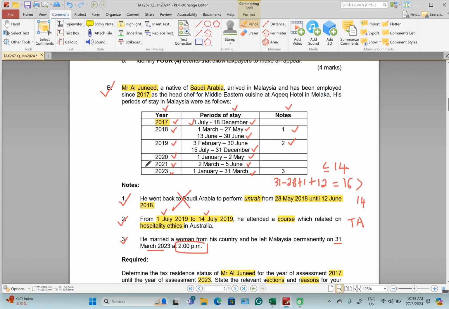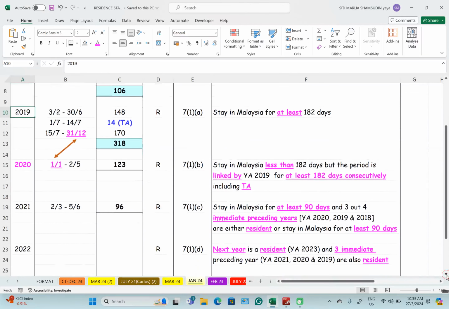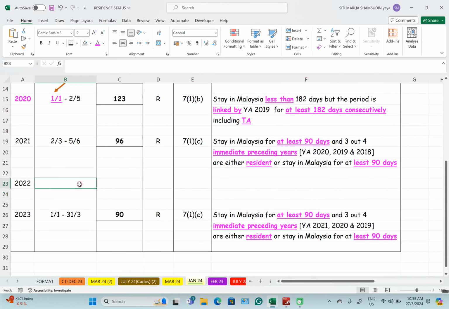Guys, look at here. Where is 2022? Missing? No, it is not missing. If 2022 is not in the table, it means Mr. Aljunied was not in Malaysia at all in 2022. But remember, guys, you need to calculate until 2023, so you must do 2022. You record it like this: 2022, no period of stay, no number of days, 0.